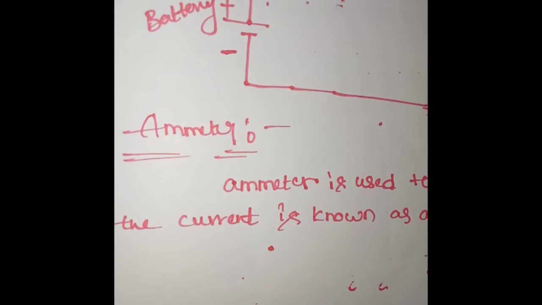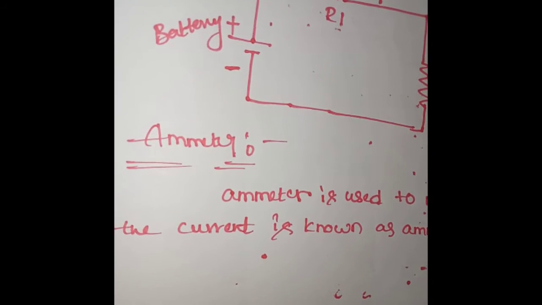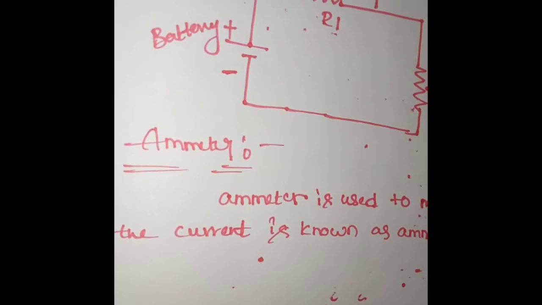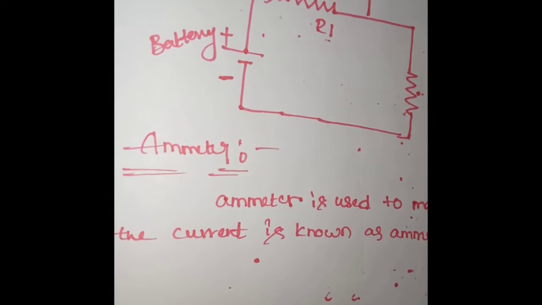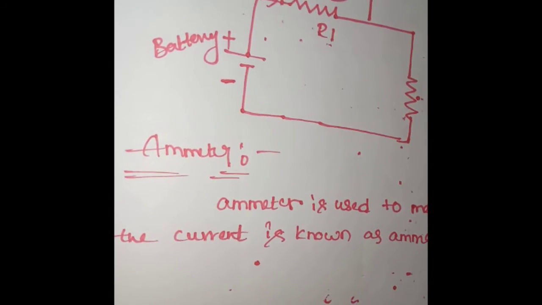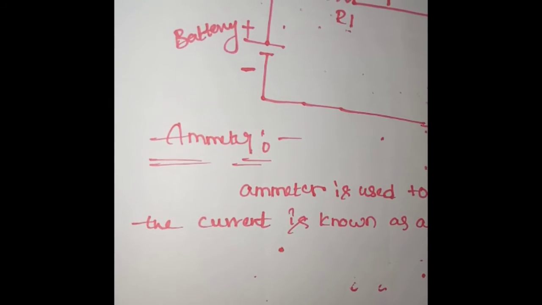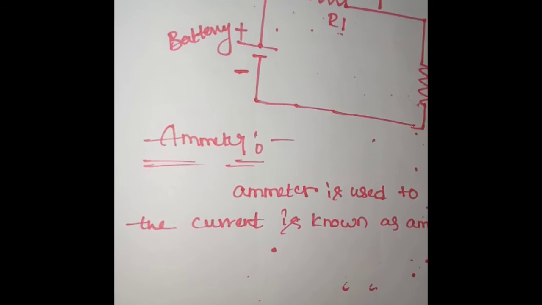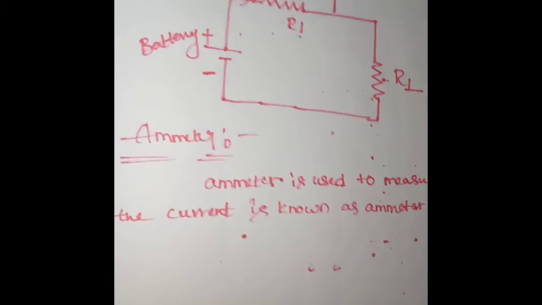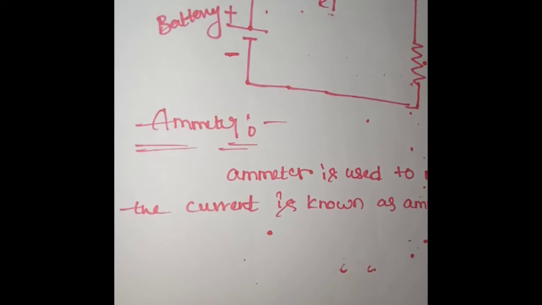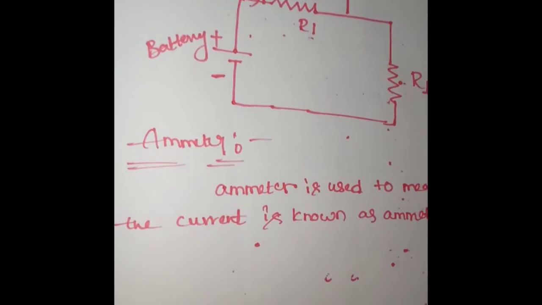The current is a flow of electrons whose unit is amperes. Hence, the instrument which measures the flow of current in amperes is known as an ampere meter or ammeter. The ideal ammeter has zero internal resistance. We know that, but practically the ammeter has a small internal resistance. The measuring range of the ammeter depends on the value of the resistance. Symbolically, the ammeter is represented by the capital letter A in the circuit.